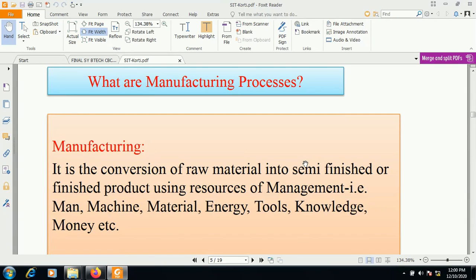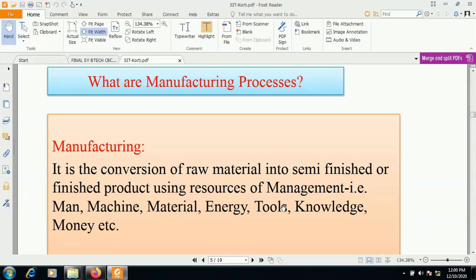Now manufacturing means it is a conversion of raw material into semi-finished or finished product using resources. Semi-finished product means, if we are considering the casting process, in case of casting, to increase its surface finish and accuracy, we have to go for secondary machining. Somehow the semi-finished product we are producing by using the casting process.